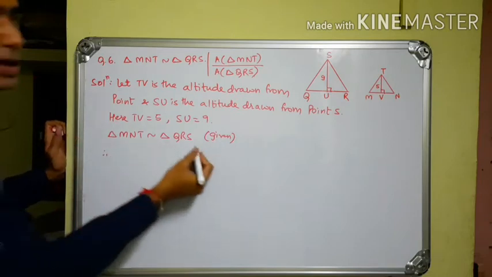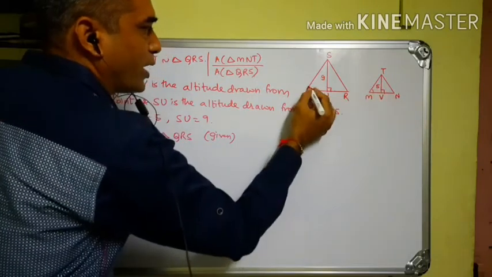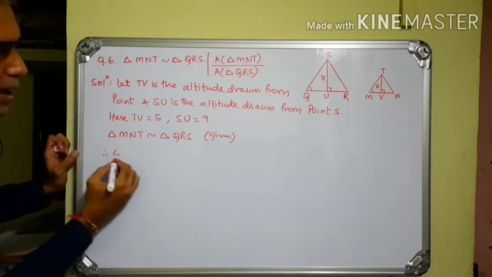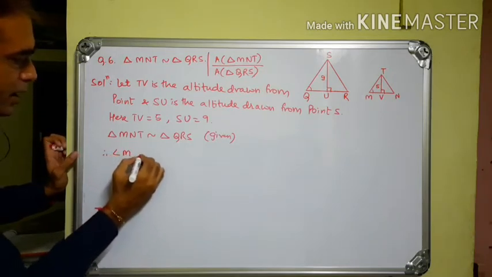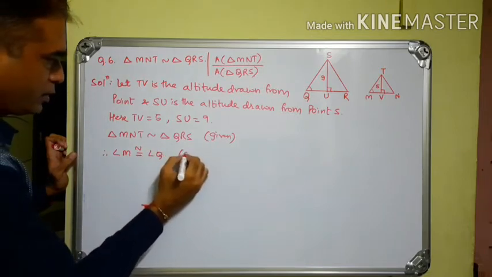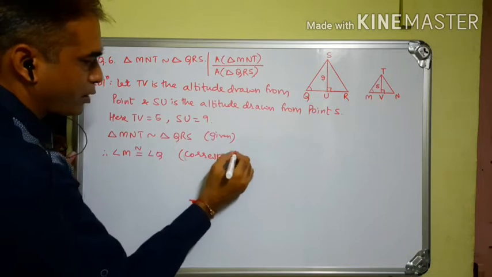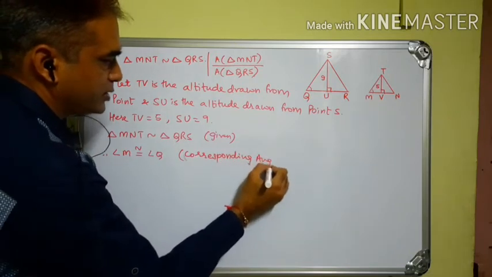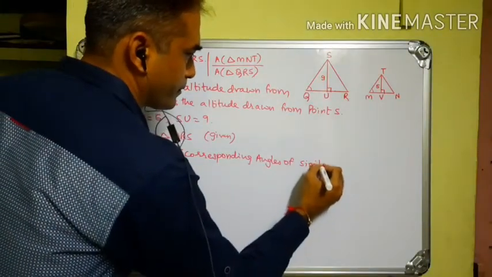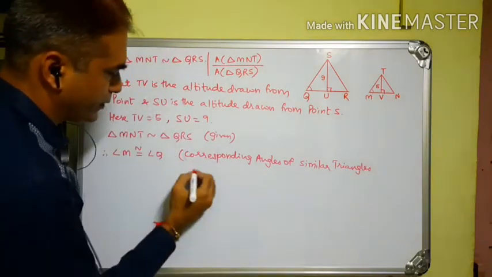And the triangles are similar, therefore we can say angle M is congruent to angle Q because these are corresponding angles. Therefore angle M is congruent to angle Q because corresponding angles of similar triangles are congruent.